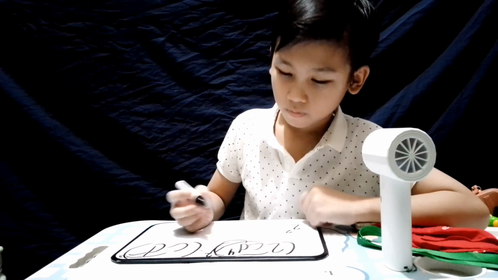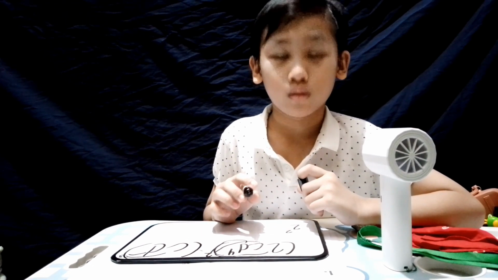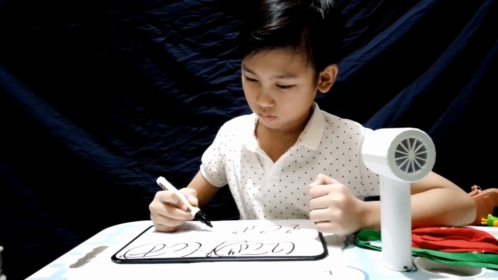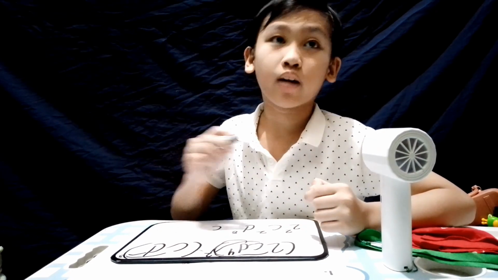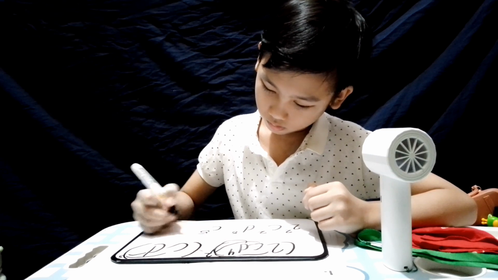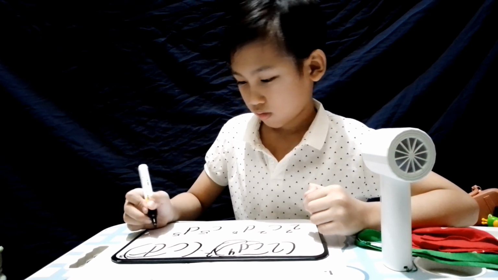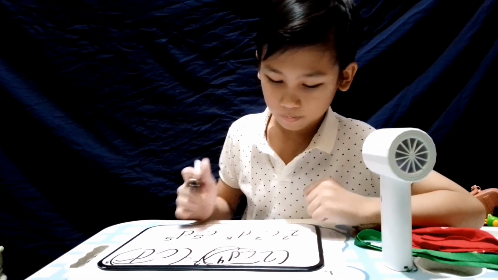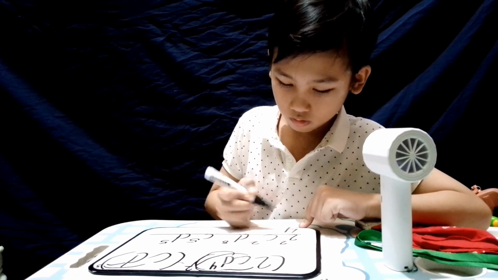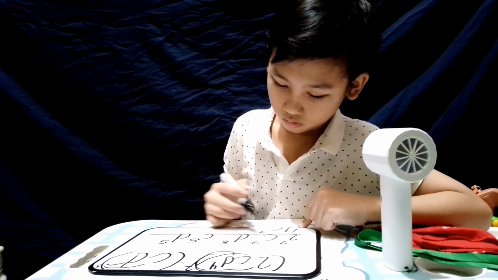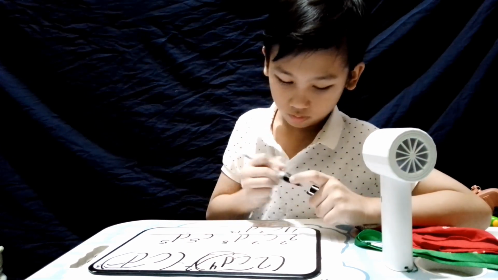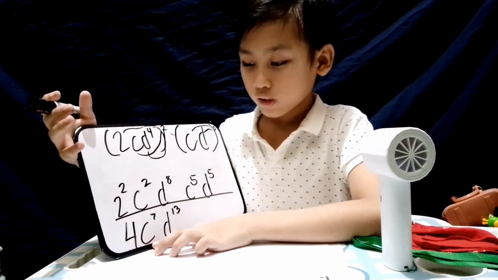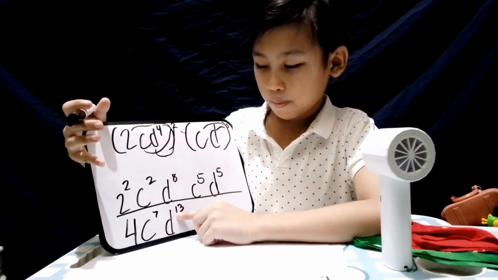So what rule is this? This falls under power rule. You do the power rule and then you do the product rule after, because they have the same variable. Answer? 4C to the power of 7 and D to the power of 13.